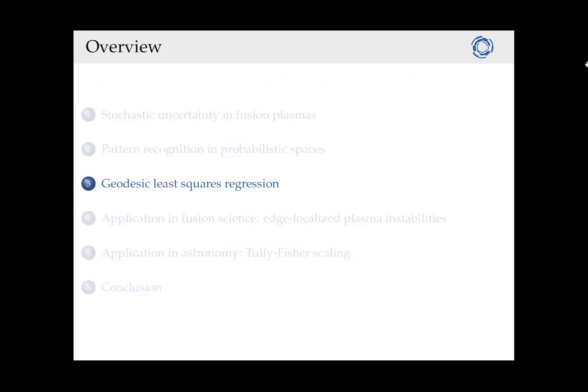So we have talked now about pattern recognition in probabilistic spaces, and let's now focus on one specific analysis task, which is regression. And this is going to turn out to be regression analysis in a probabilistic space, so it's an example of pattern recognition in probabilistic spaces. However, this is not going to be immediately clear, because this method, which we have called geodesically sparse regression, is actually a general purpose regression method.